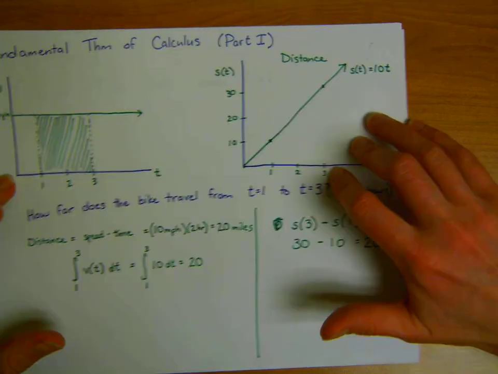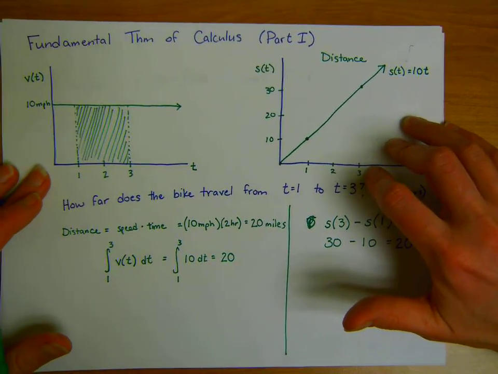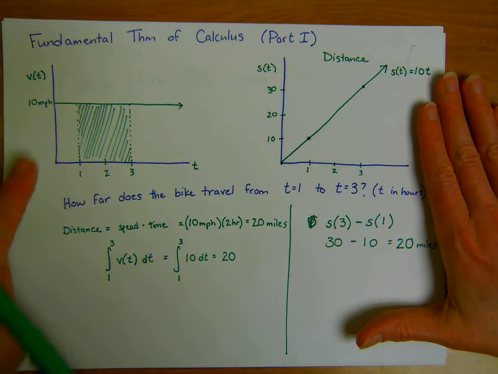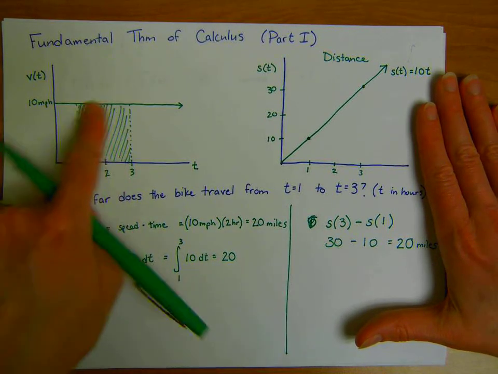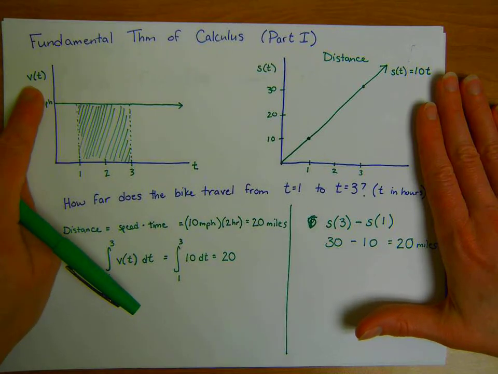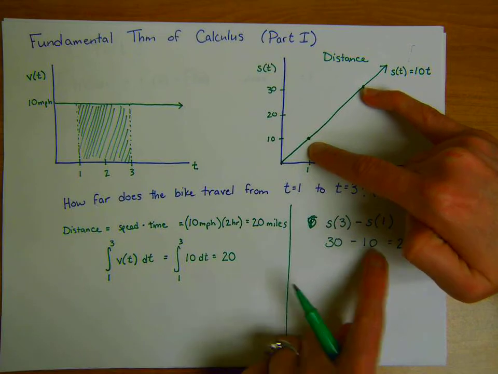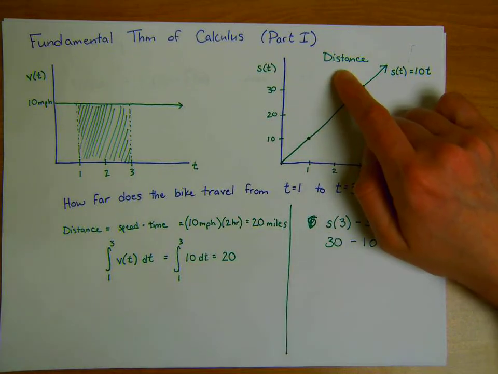Now, why did we do all of this in this simplistic example? The simplistic example sets up the fundamental theorem of calculus. What we found was that the area under this velocity curve can be computed using the net change in this distance curve.